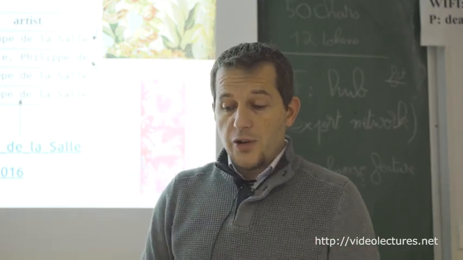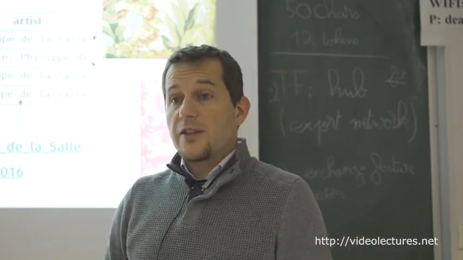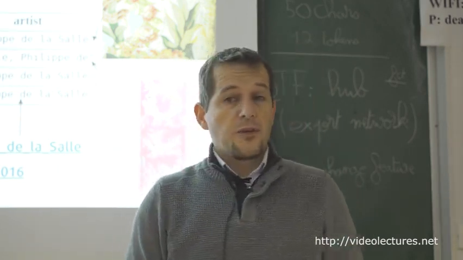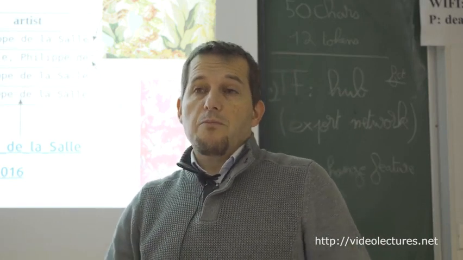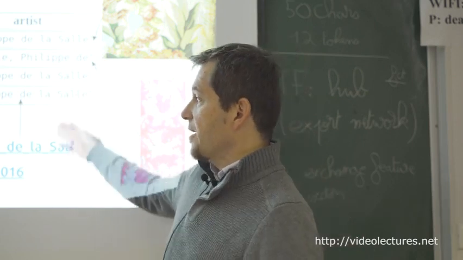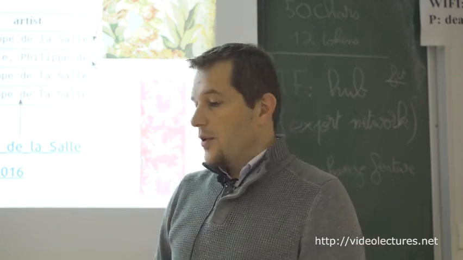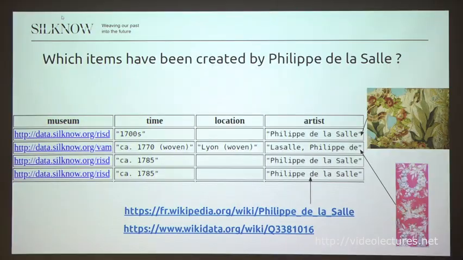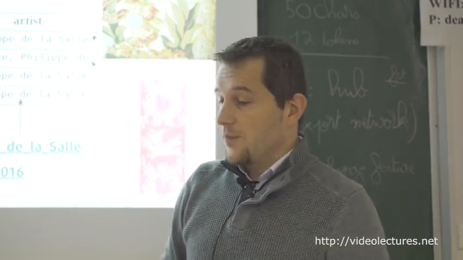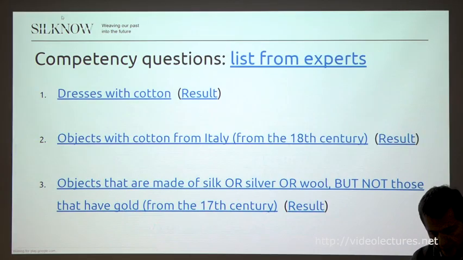This query shows us items that have been created by a particular author. And by the way, we are enriching information with background knowledge, with encyclopedia type of information. So in this case, we have disambiguated Philippe de la Salle with its Wikipedia pages in different languages, or its Wikidata identity, into this knowledge base. So we have this person who has been the author of a number of objects.